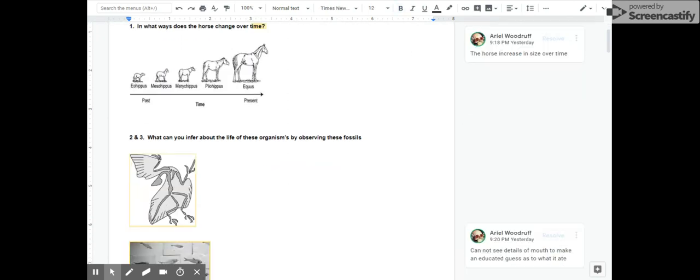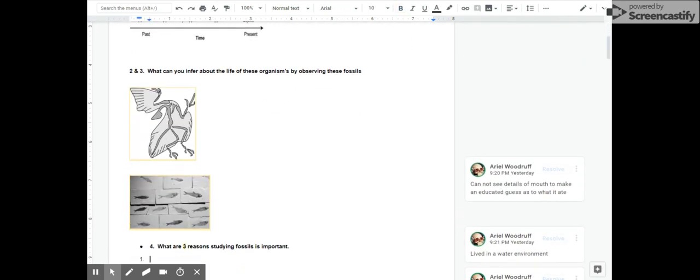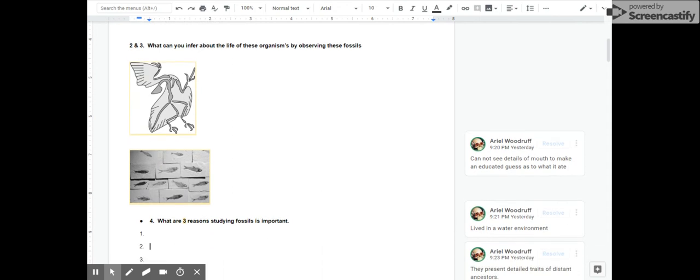So question 2 and 3, you're going to make some observations about these fossils and you're going to infer with those observations. So looking at the first one, this is the Archaeopteryx, and we can see that it has feathers, it has claws, it could fly, but if we look at the skull, which we see the neck's kind of bent backwards, in this picture especially, we don't have a lot of detail, but it's kind of hard to see the mouth to see what it might have ate. So we can't see the details of the mouth to make an educated guess on what it ate. If it was an omnivore eating meat and plants, if it was a herbivore eating just plants, or if it was a carnivore eating just meat.